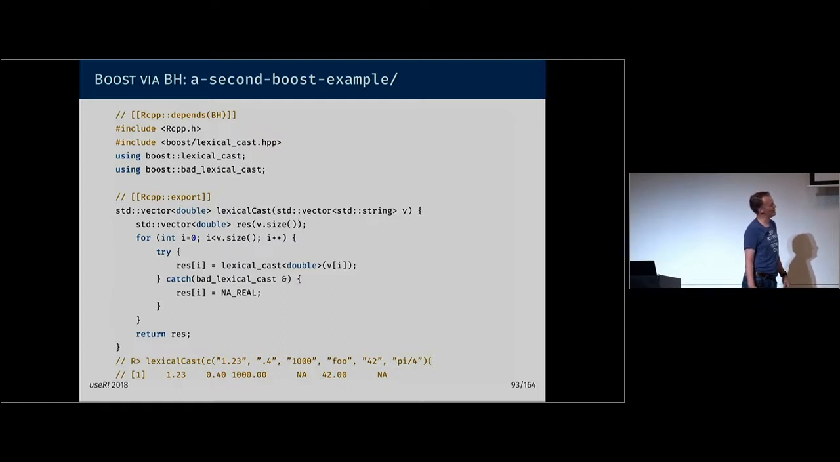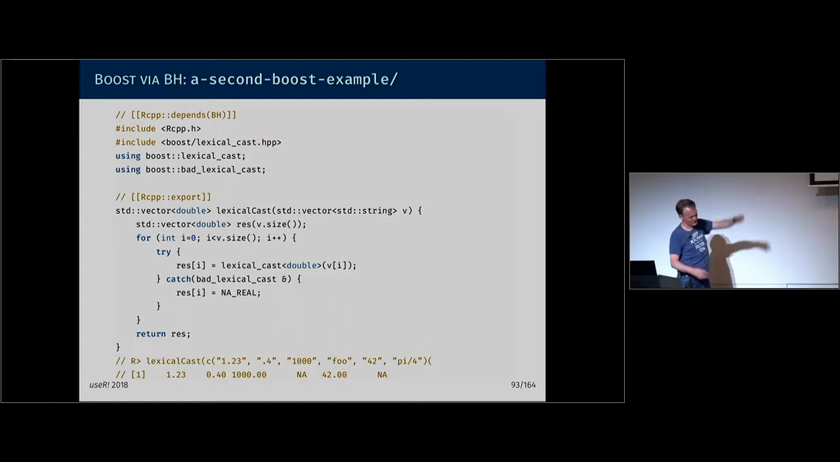It doesn't know what number to turn foo into, and it doesn't know that pi over 4 has a math meaning, because there's no symbolic math analyzer behind it. And that just works by basically running over a loop. Ignore the try for a second, I'll talk about that in a moment. Then it's just lexical_cast of v[i], and again, that's how one uses templates in C++, and it basically says, I want this cast into a double type, because res[i], where is res? Yes, std::vector of double allocated there.